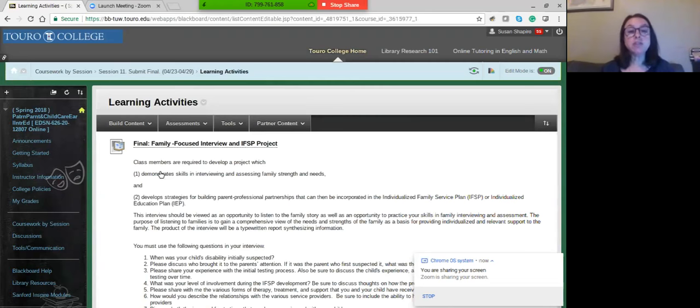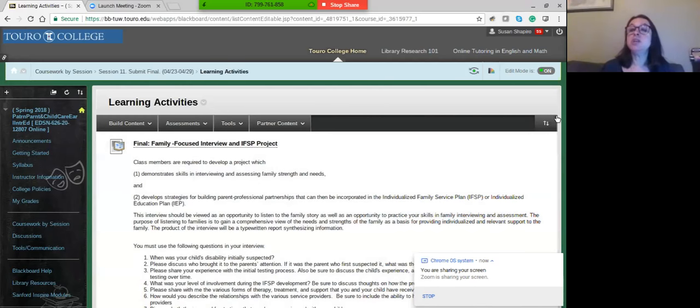So you're going to develop a project which demonstrates skills in interviewing and assessing family strengths and needs, and develop strategies for building parent-professional partnerships that can be incorporated into the Individualized Family Service Plan, or the IEP. So what you're going to do is find a family who has a special needs child, and set up a time to interview them.